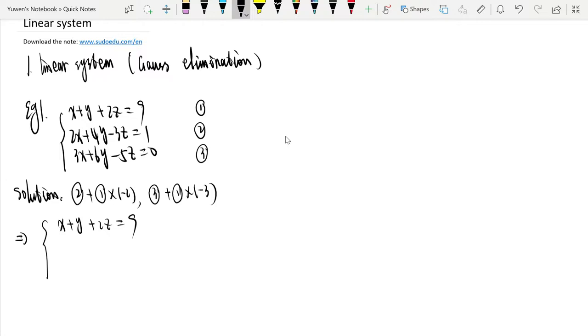So for the y, 4y minus 2y, that is 2y. Negative 3z minus 4z, that's minus 7z, that equals 1 minus 18, that is negative 17. The third equation becomes 3y, negative 5 minus 6, because 2 times negative 3, so 3y minus 11z equals negative 27. We still call these the first, the second, the third equation.